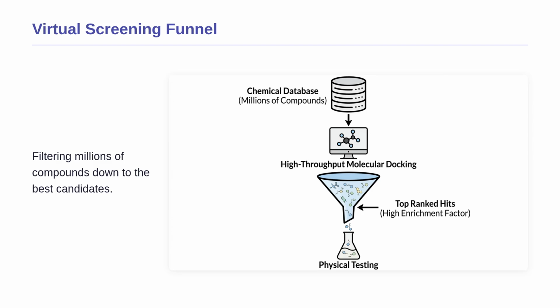Let us look at a diagram that perfectly summarizes this entire high-throughput process. At the top, we have a massive cylinder representing the chemical database, containing millions of compounds. These flow down into a computer monitor, representing the high-throughput molecular docking phase. Below that, a large funnel physically filters the molecules, dropping only the top-ranked hits, which have a high enrichment factor, into a laboratory flask at the bottom for physical testing. This visual shows exactly how virtual screening acts as a massive computational funnel, revolutionizing the pharmaceutical industry.